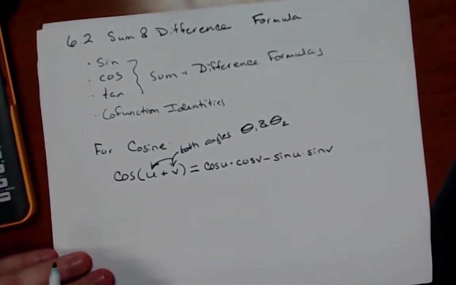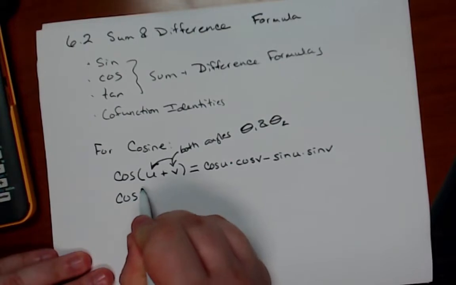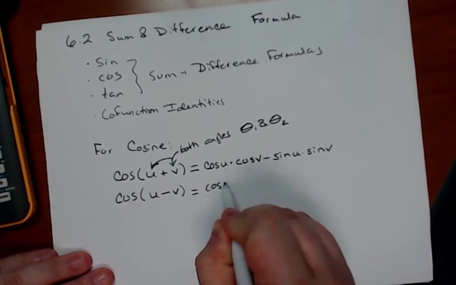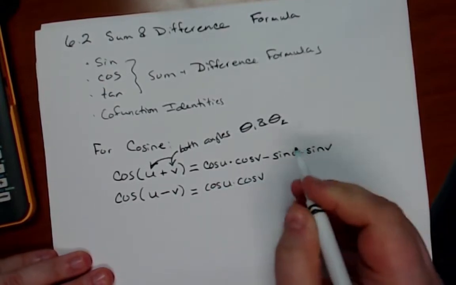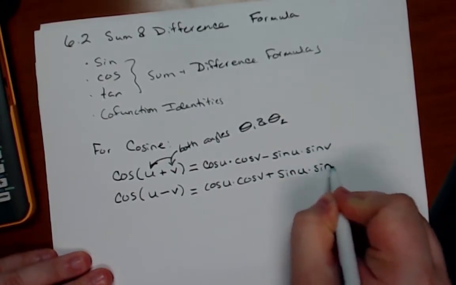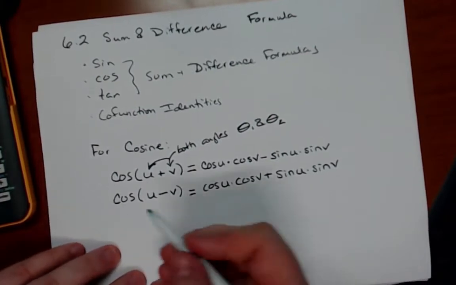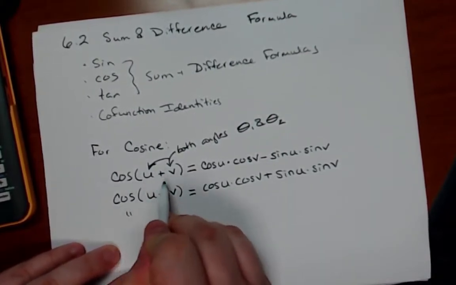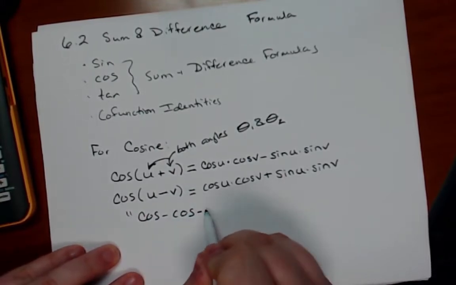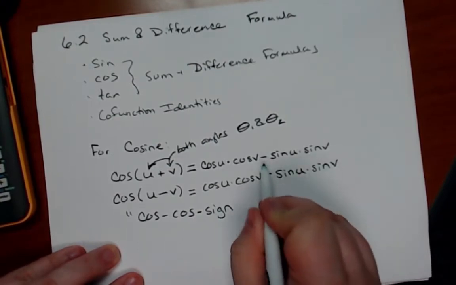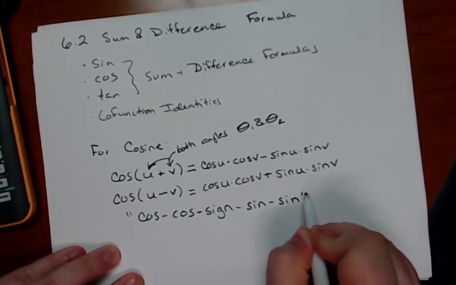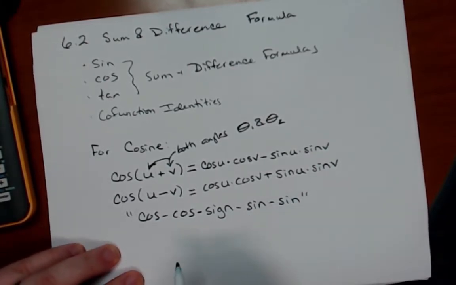And let me give you the one for subtract, and then I'll tell you why we might use these. So if we have cosine of u minus v, we have cosine of u times cosine of v, and this minus becomes a plus the sine of u times the sine of v. And a way to remember this is for your cosine addition or subtraction, you have cosine, cosine, the sign in the middle changes to plus or minus, and then you have sine and sine. So cosine, cosine, sine, sine.